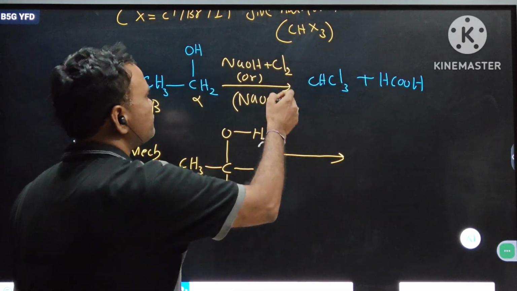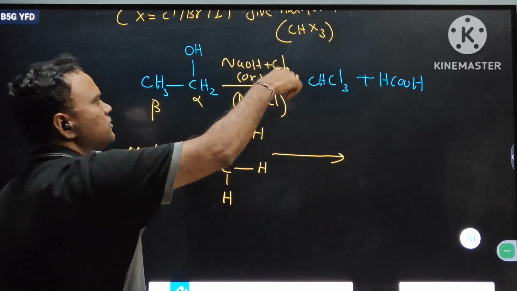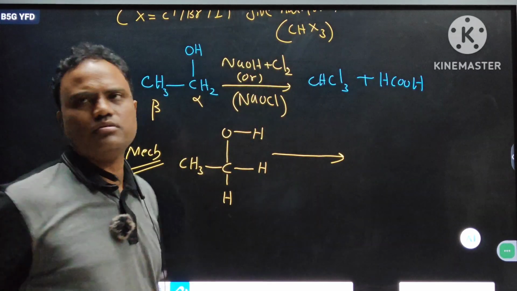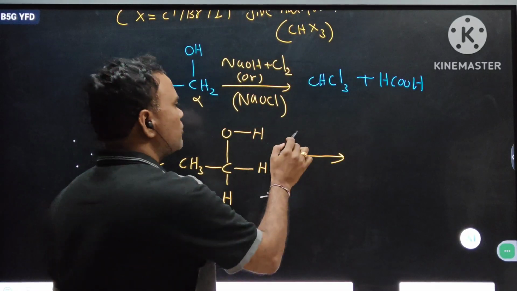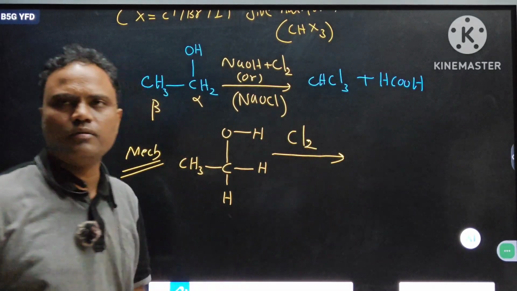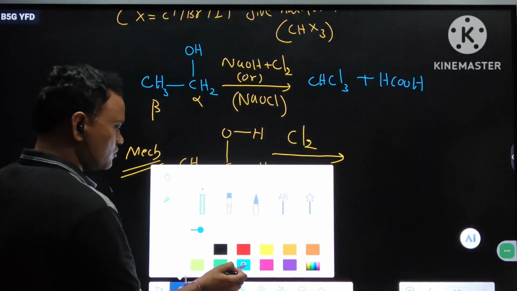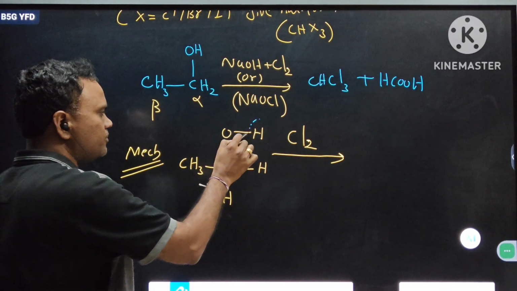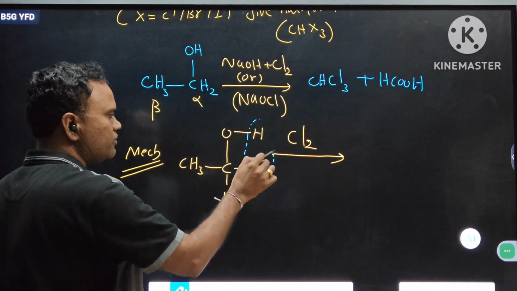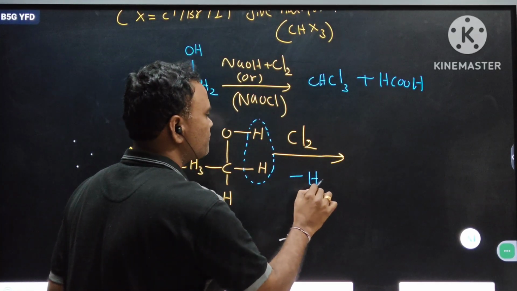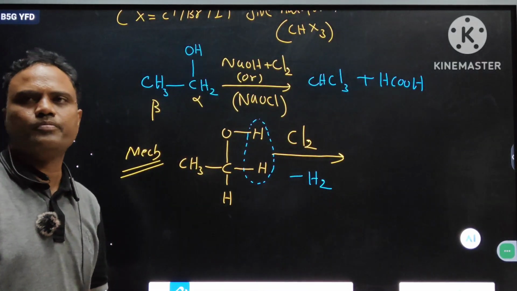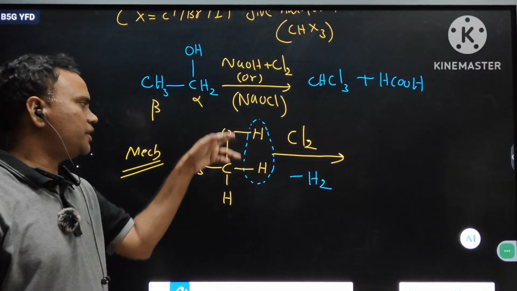Clear? Right. So in the total reagent, you have Cl2. So what is the role of Cl2? It is an oxidizing agent. It oxidizes alcohol to a carbonyl compound. Oxidation means removal of hydrogens. These two hydrogens will be eliminated, so minus H2. Then you will get a double bond at this position.